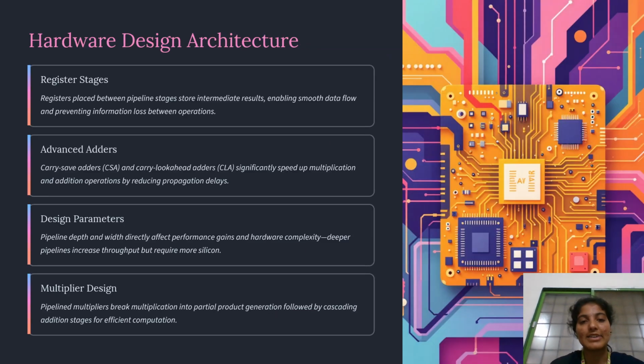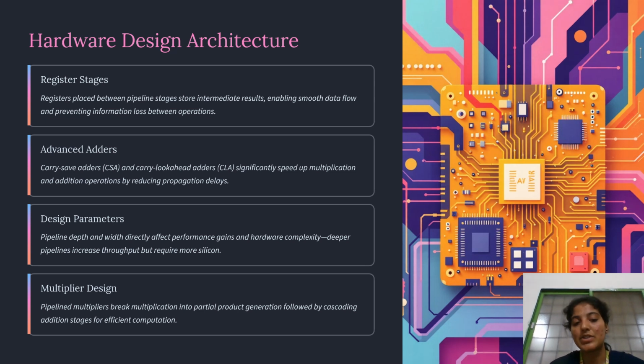Hardware design architecture. Here are four points: register stages, advanced adders, design parameters, and multiplier design. Registers placed between pipeline stages store intermediate results, enabling smooth data flow and preventing information loss between operations. In advanced adders, carry save adders and carry look ahead adders significantly speed up multiplication and addition operations by reducing propagation delay. In design parameters, pipeline depth and width directly affect performance gain and hardware complexity.